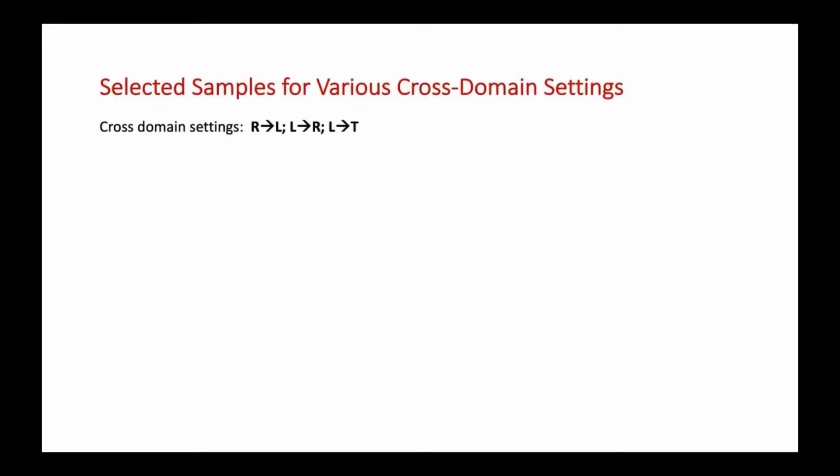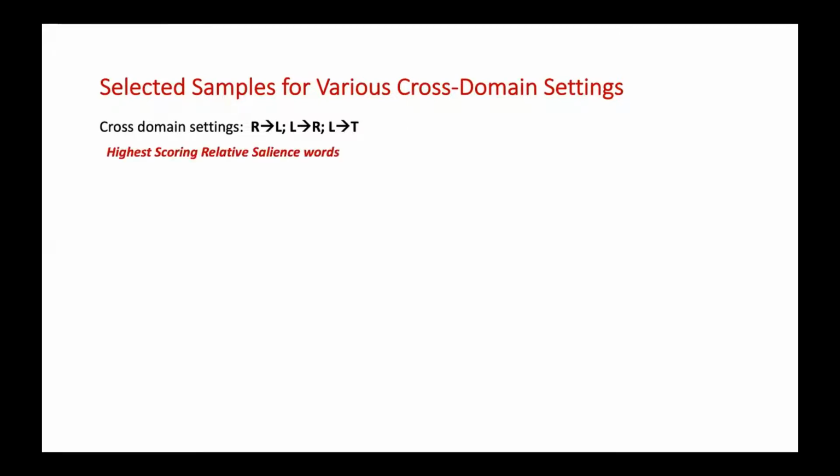We experiment with 3 cross-domain settings for this work. So what this means essentially is that in the first case, R2L, the source domain is restaurants, the target domain is laptops. We have the reverse case for L2R, and for L2T, the source domain is laptops and the target domain is Twitter.